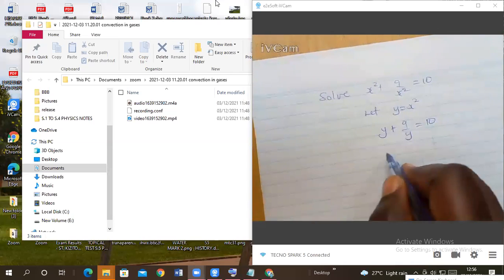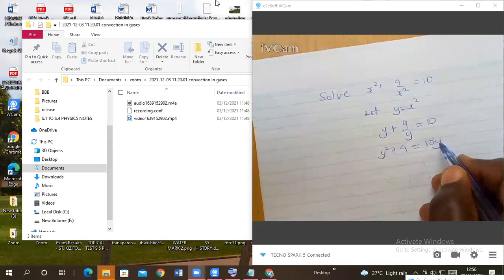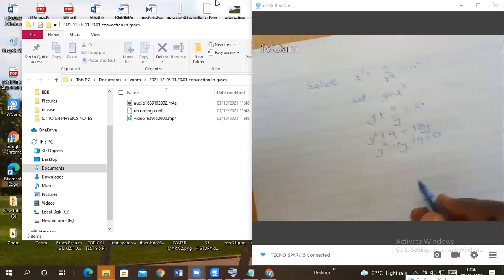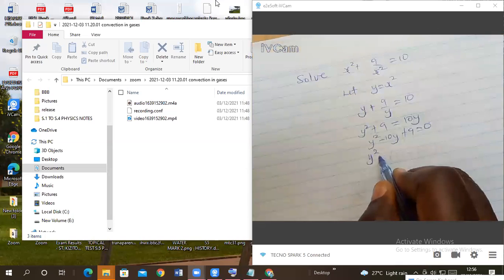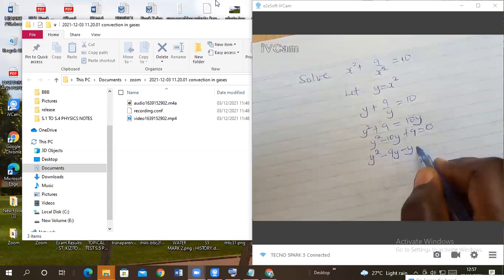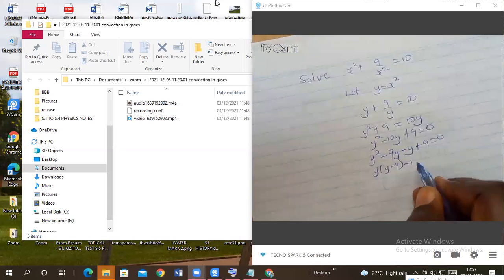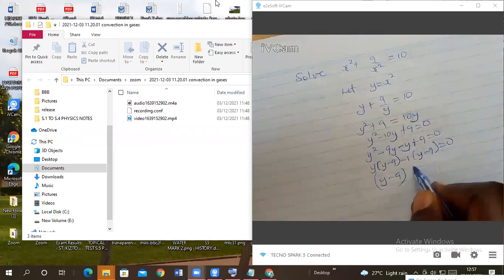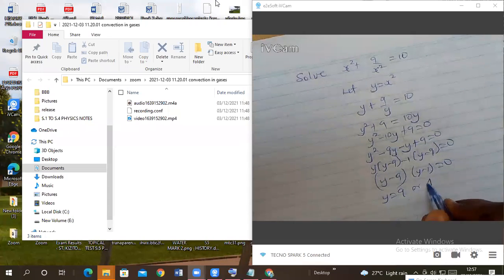Then you multiply through by y, you shall have y squared plus 9 is equal to 10y. So that we have y squared minus 10y plus 9 is equal to 0. I think the factors are negative 9, negative 1. So minus 9y minus y plus 9 is equal to 0. And we have y into y minus 9 minus 1 into y minus 9 is equal to 0. And we have y minus 9, y minus 1 being 0. And y is actually 9 or positive 1.